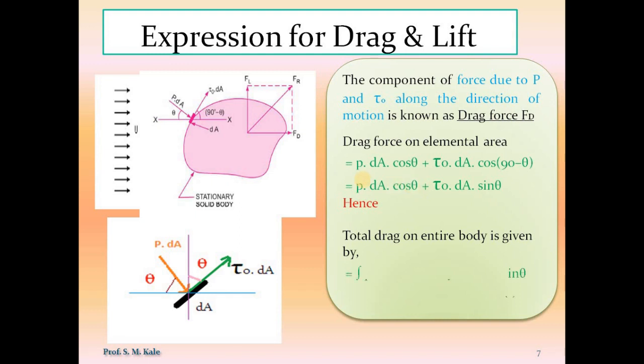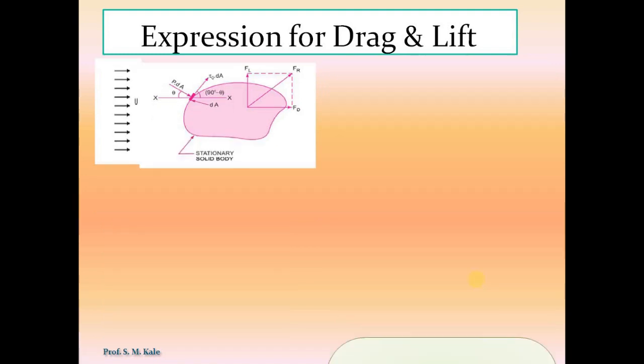So here the total drag force will be equal to the integration of PdA cos theta plus the integration of tau 0 dA sin theta. So this is called the total drag force which acts on the entire body. Now in this, the component integration of PdA cos theta is called the pressure drag, that is also called the form drag, and the other component, integration of tau 0 dA sin theta, is called the shear drag, that is also called the friction drag.